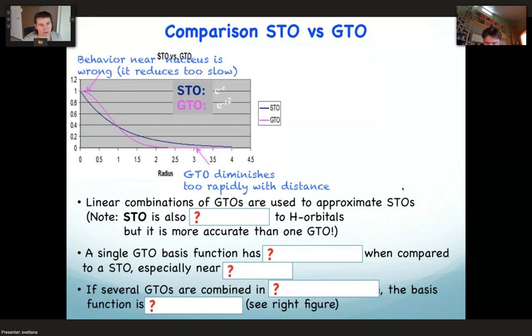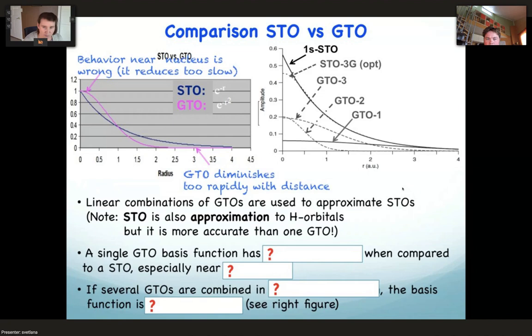So what to do? One GTO is not good enough to reproduce STO. You need to take a linear combination, a sum of them. Then, don't forget, STO is also an approximation to the hydrogen orbital. So it's not an exact solution, but better than Gaussian, right? Now if we take several of them, for example, here I'm showing the gray solid line, GTO1 means you're just taking one GTO, one Gaussian, same as was in the magenta, but I'm looking at a smaller radius range. You see how it's very different from the Slater, the dark black solid line.